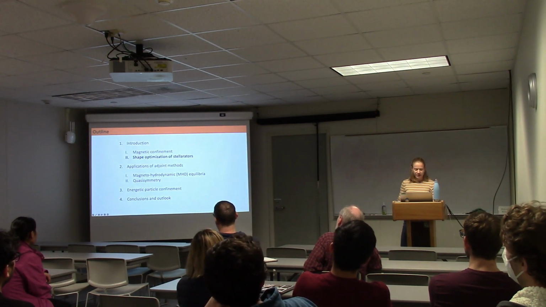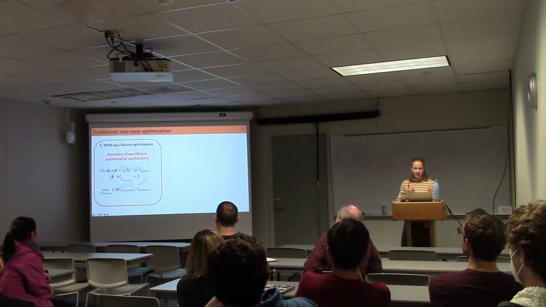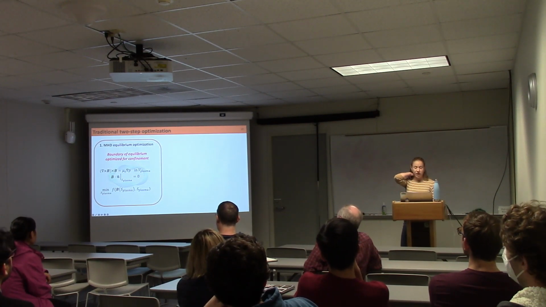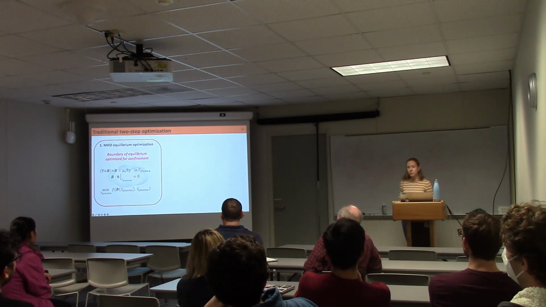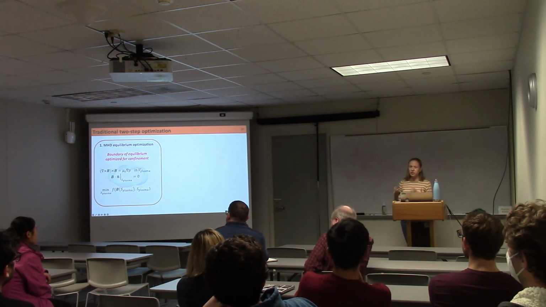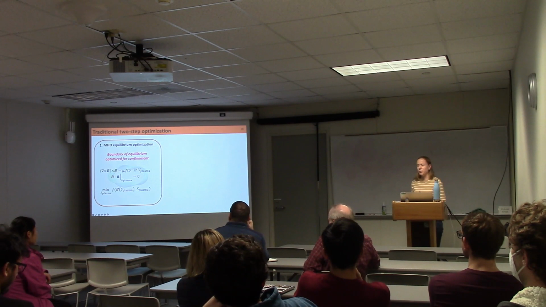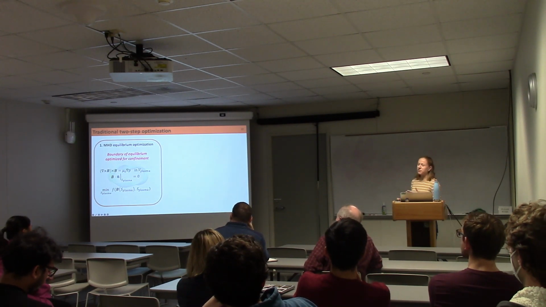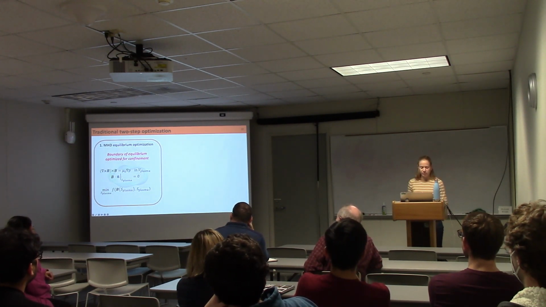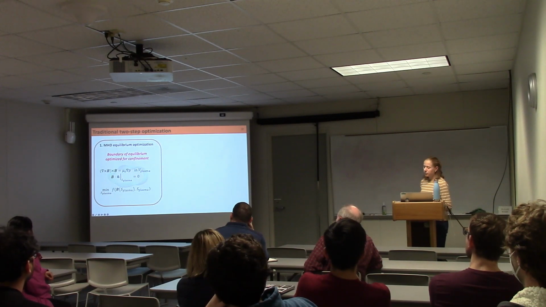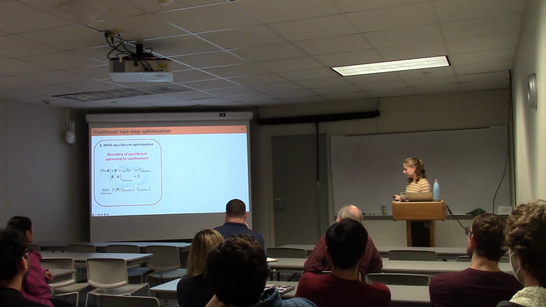Okay, so why do we need to optimize the shapes of stellarators? The main reason is to get properties like quasi-symmetry or particle confinement. If we look at a general three-dimensional field, we don't have any conserved momentum, and so we have to very carefully optimize the field in order to get this property. Typically we do this through numerical optimization.